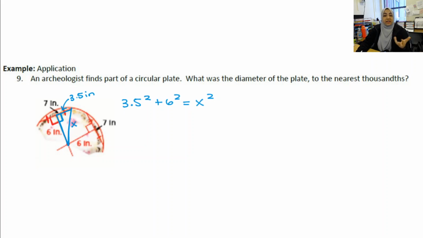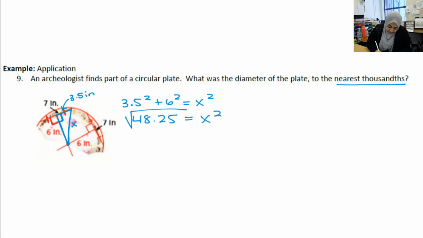Now, if you want to call X R, so you remember that it's the radius, then by all means go do that. And I can just type that into my calculator because it's involving decimals and all that good stuff. It is a real world problem, so you are allowed to round. And in fact, it does say to the nearest thousandth. So make sure you do that correctly. So what ends up happening is you end up with 48.25 equals X squared. And we take the square root of both sides.